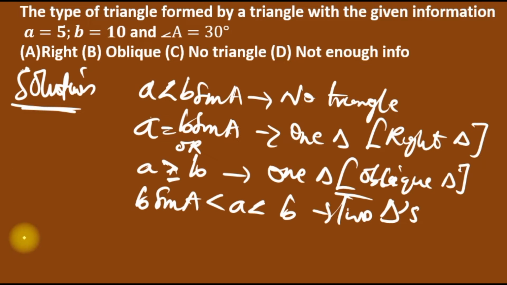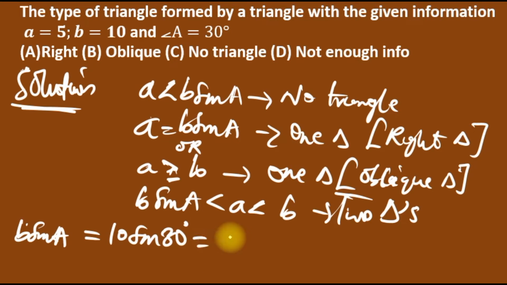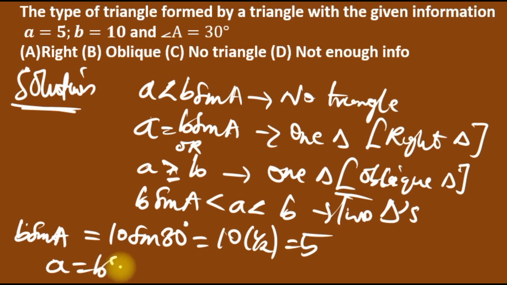So b sine A is equal to 10 sine 30, and sine 30 is half, so 10 times half, which is 5. And if you notice, a is also 5, so a is equal to b sine A. So this must be one triangle, it must be a right triangle. So our answer is option A.